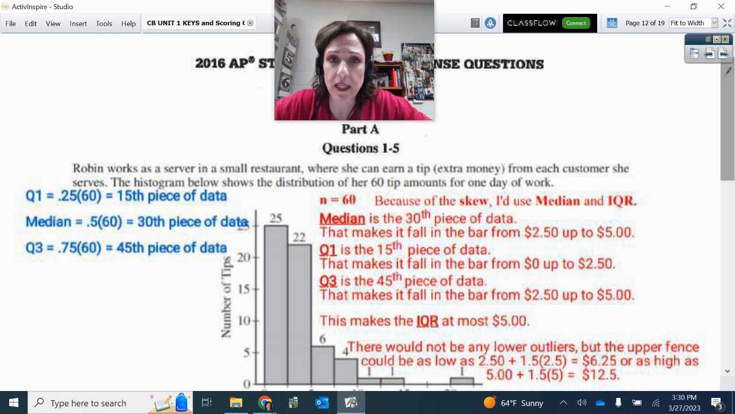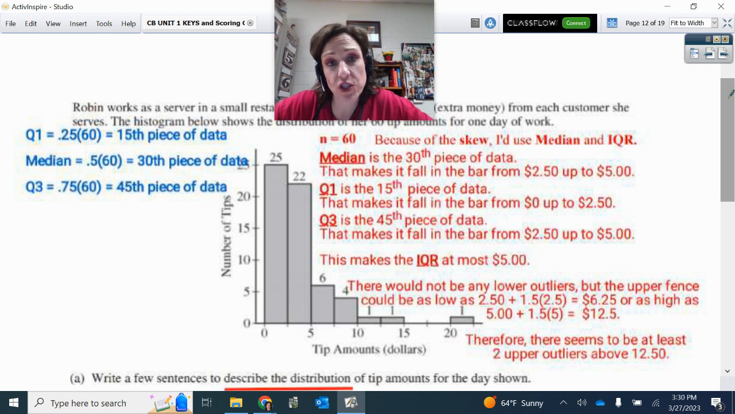Since the distribution is skewed to the right, describing the center as the mean or the spread as the standard deviation, which actually would have been difficult to do, is not appropriate. Remember, if you have skew, then you should choose to use median and IQR.